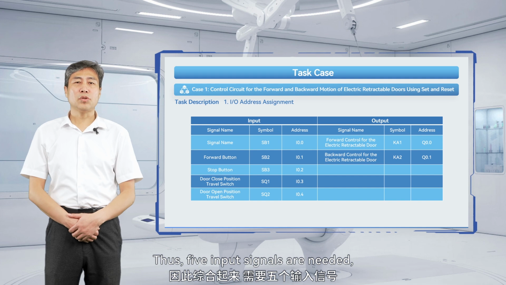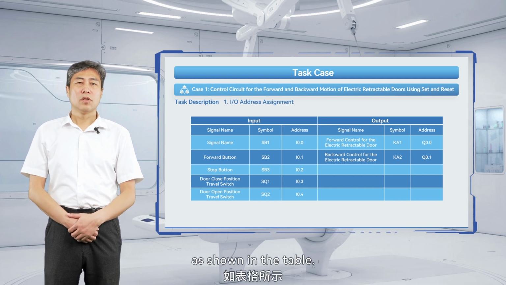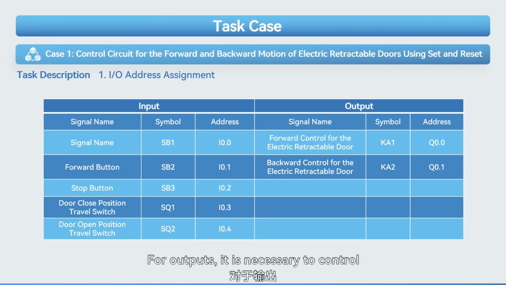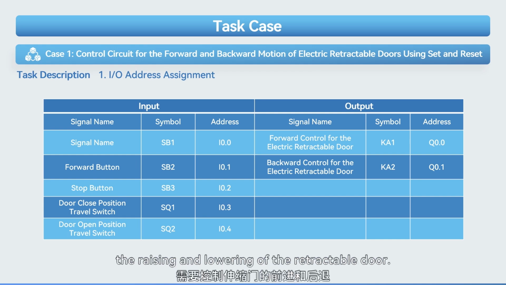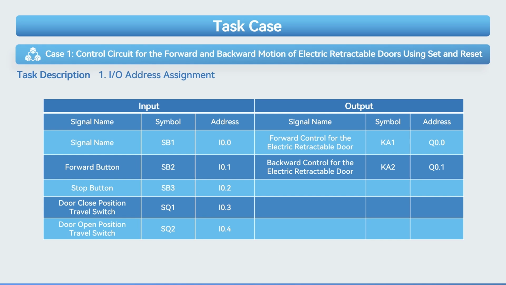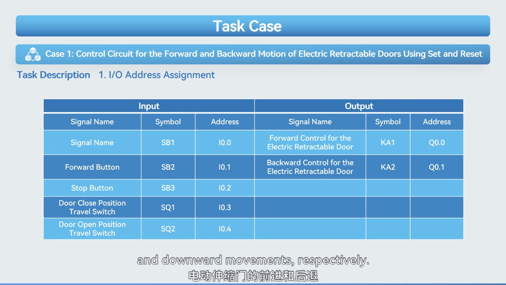Thus, 5 input signals are needed, as shown in the table. For outputs, it is necessary to control the raising and lowering of the retractable door. Therefore, 2 outputs are required to control the door's upward and downward movements, respectively.